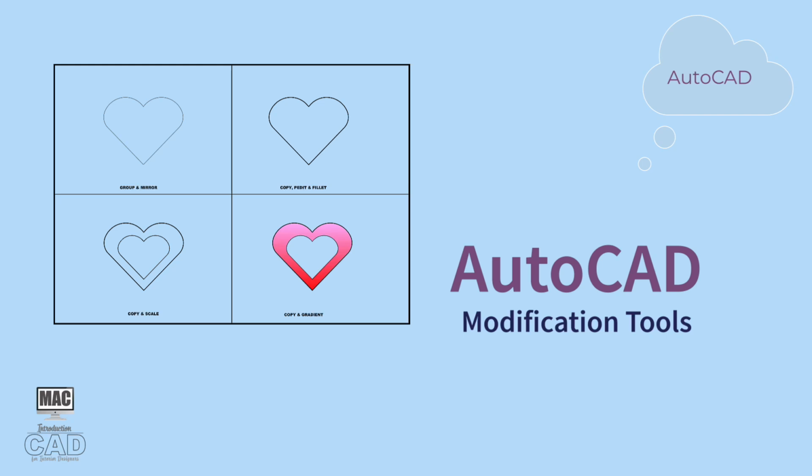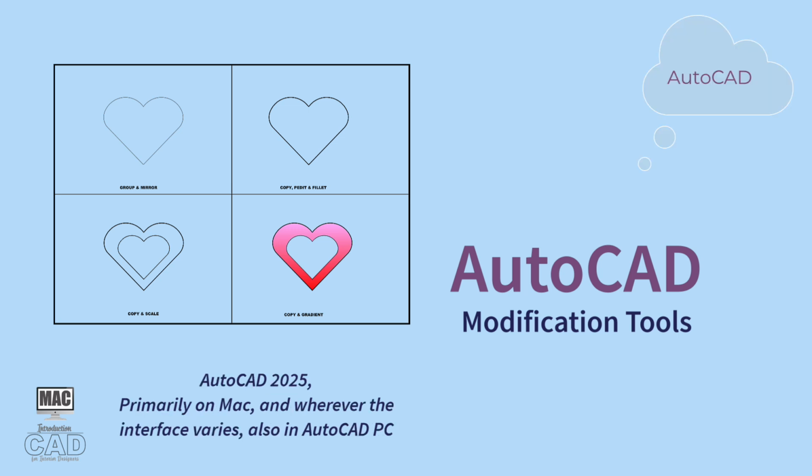In this video, you will be introduced to the following modification tools: Group, Mirror, Copy, PEDIT, Fillet, Scale, and Gradient Hatch. The demonstration is conducted in AutoCAD 2025 version. The instructions for this tutorial are provided as command line instructions serving both Mac and AutoCAD PC versions.